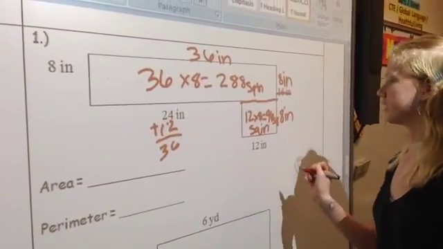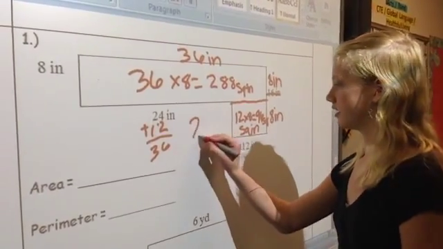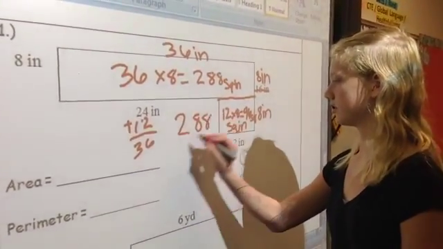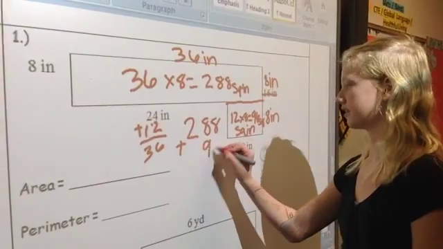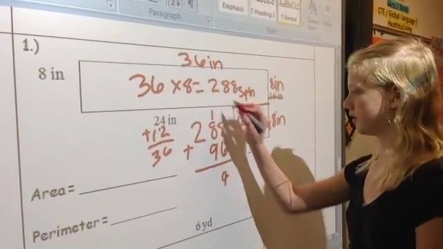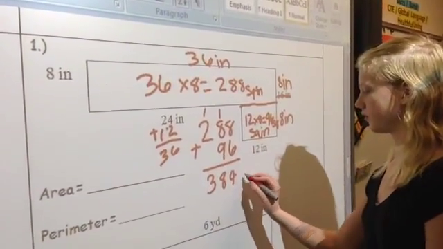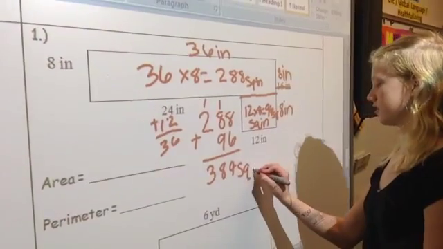And so I wasn't done yet. I had to do 96 plus 288 to get the whole figure. I did 288 plus 96. And I got 384 square inches.